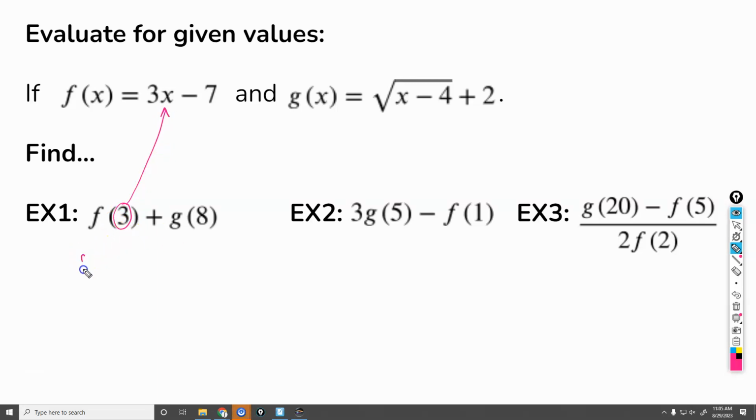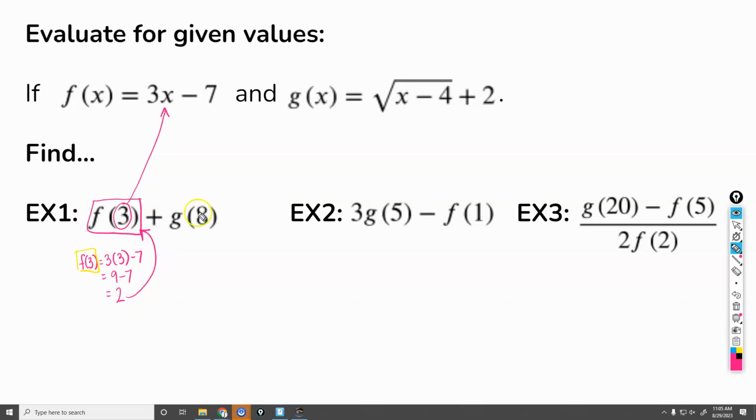So f of 3 would be 3 times 3 minus 7. And you're not doing anything with this f of 3. This is just a label. We're not solving anything about that. That's just labeling it so we know what we're finding. If you don't want to write it, you don't even have to. So 3 times 3 would be 9 minus 7. 9 minus 7 would give us 2. That's f of 3.